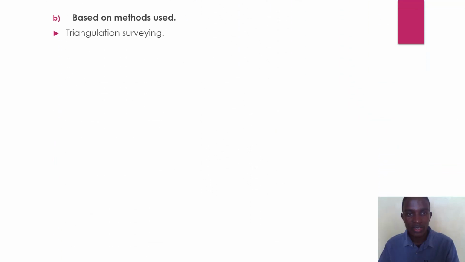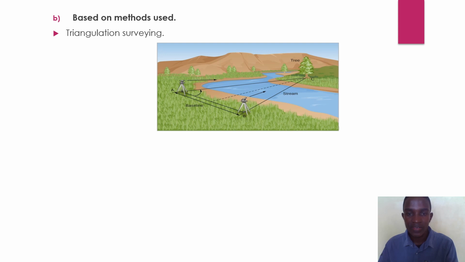Still under secondary classification, surveying can be based on the method used. Under method used, we have triangulation surveying. This is surveying where the area to be surveyed is partitioned into triangular shapes in which all the angles are 60 degrees, and this method is good simply because the area to be surveyed can easily be determined through the calculation of the area of the triangle.